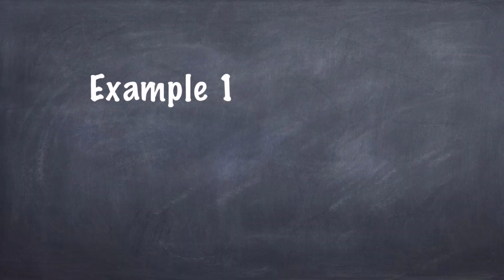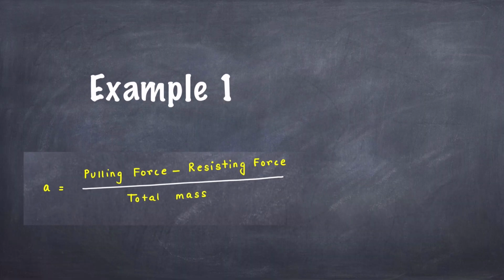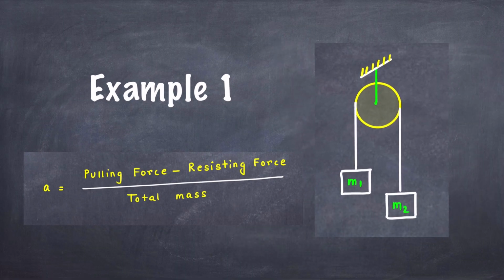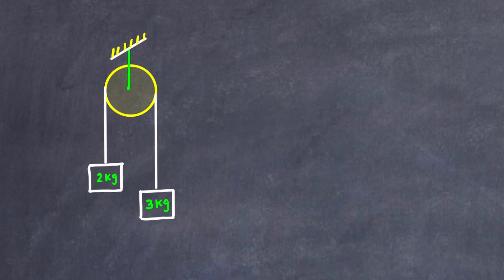Let us see the first example, how with the help of this simple formula we can find the acceleration of this system in seconds. Over here you can see there are two masses, one of mass 3 kg, another of mass 2 kg, which are connected to each other with the help of this string, and this string also passes through this pulley. We need to find the acceleration of the 3 kg object and the acceleration of the 2 kg object.